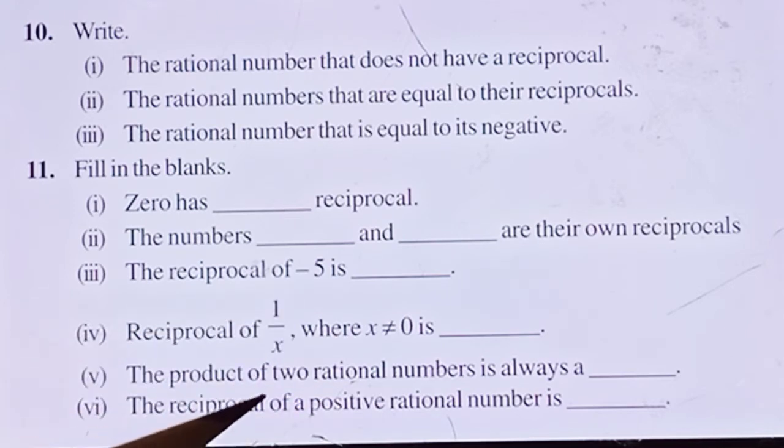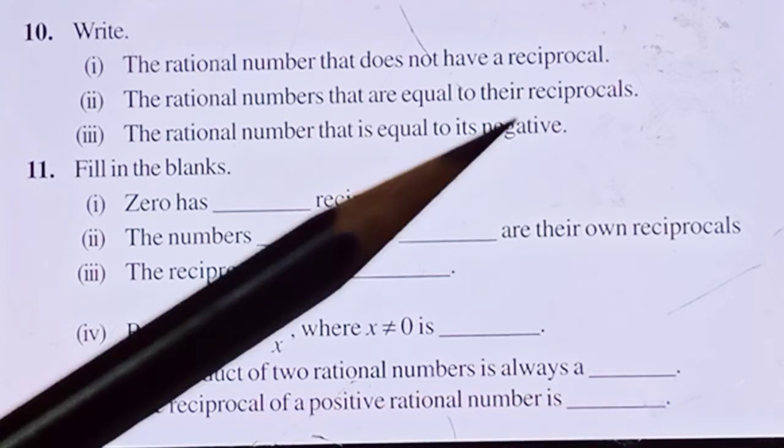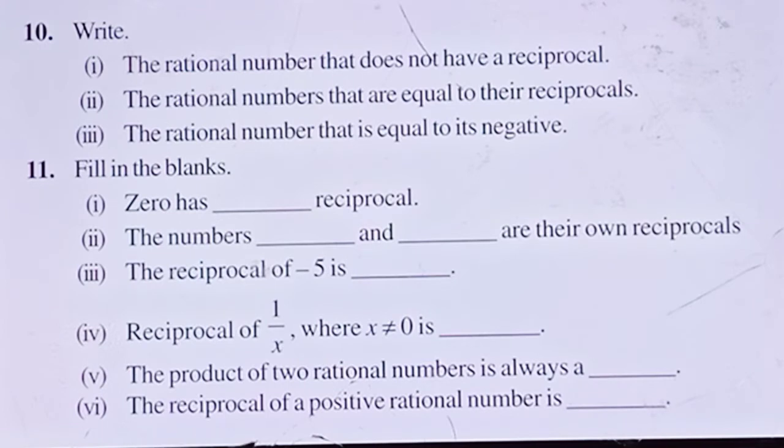All easy questions. The product of two rational numbers is always a rational number only. Closure law we had studied. Reciprocal of a positive rational number is positive only, because in reciprocal you just interchange the position of numerator and denominator. The sign is not altered. Children do get confused in this. Negative is the additive inverse, all right, not the multiplicative inverse.